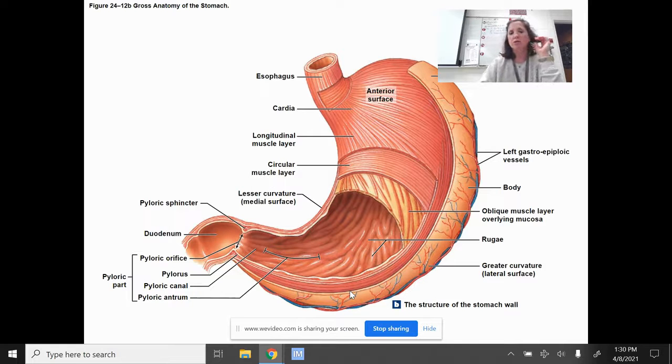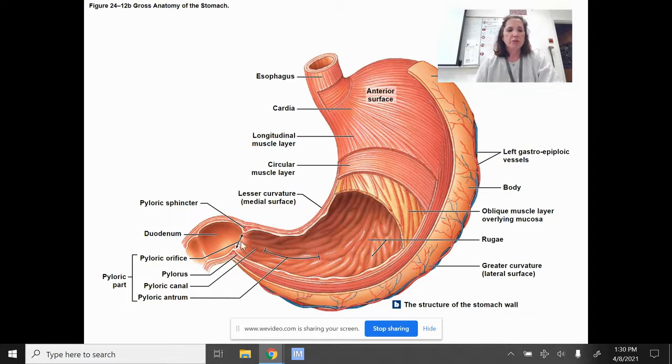Now, looking at these structures, ones you have to be familiar with: this is the longitudinal muscular layer, the circular, and then this is the oblique muscular layer. The rugae here, you can see, are going to help with the churning of the food in the stomach. So for some more mechanical digestion, and then if we went in between those folds, those are the gastric pits that we'll look at in a second.